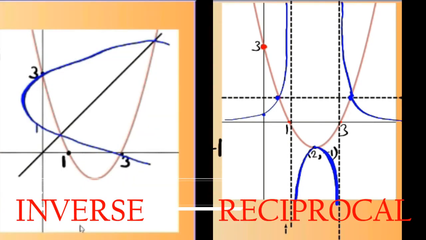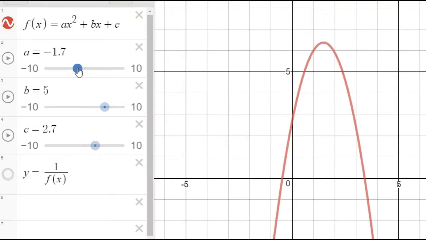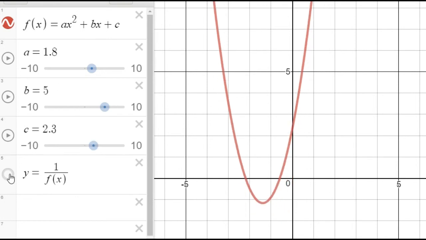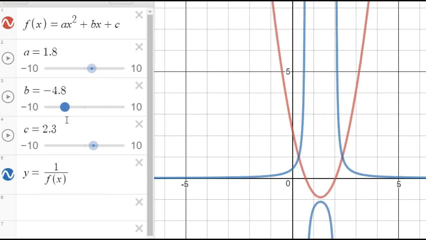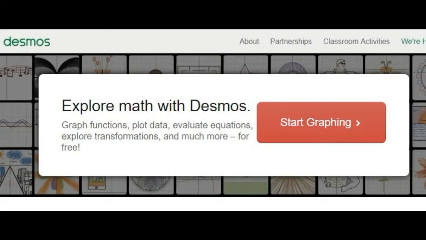So here the inverse and reciprocal are clearly very different types of curves. Now I'm going to use Desmos to show you clearer examples of the curves. This is a quadratic. It will always have the same type of shape, but you'll notice that the reciprocal of the quadratic can change drastically due to the position of the quadratic.